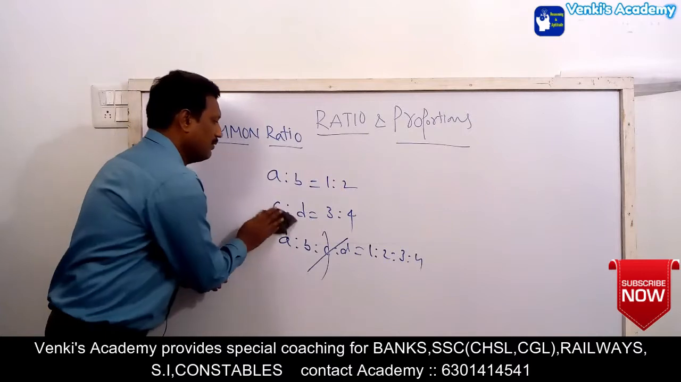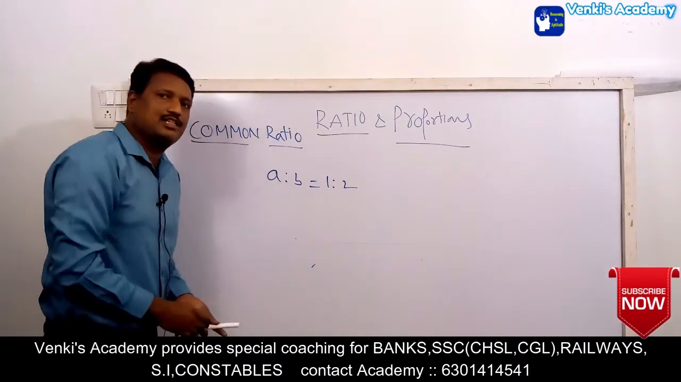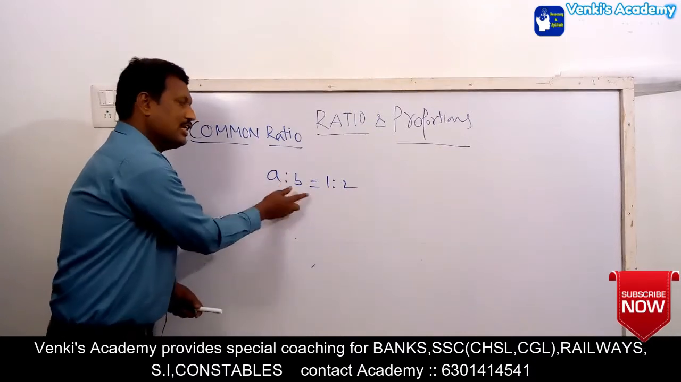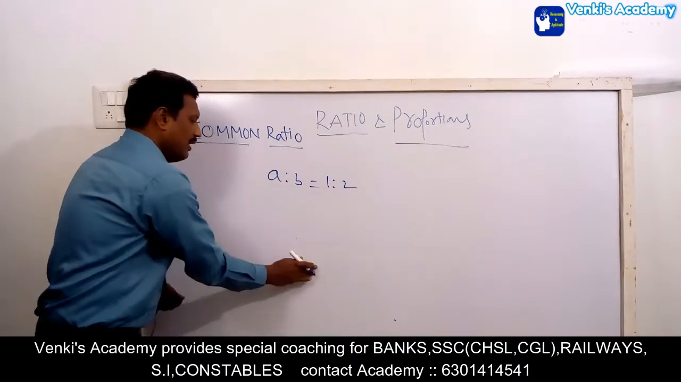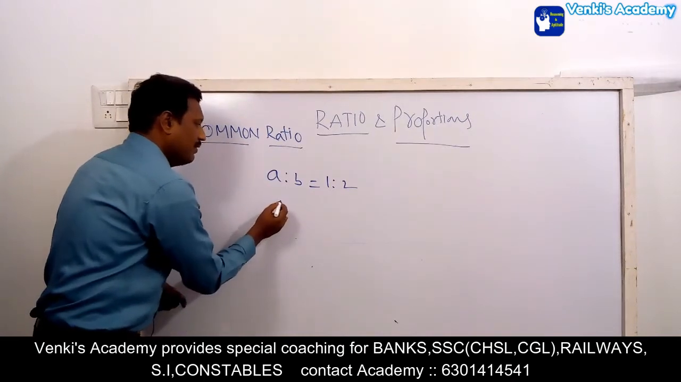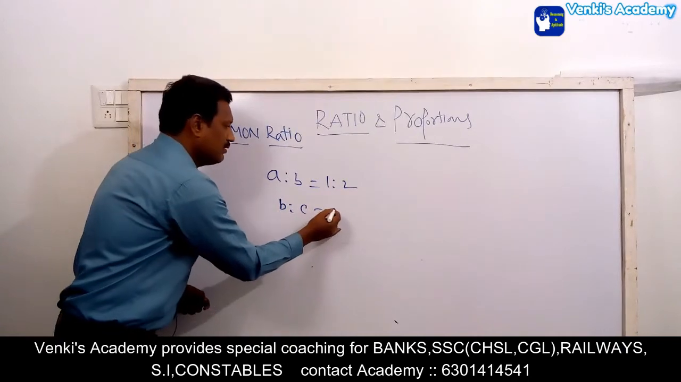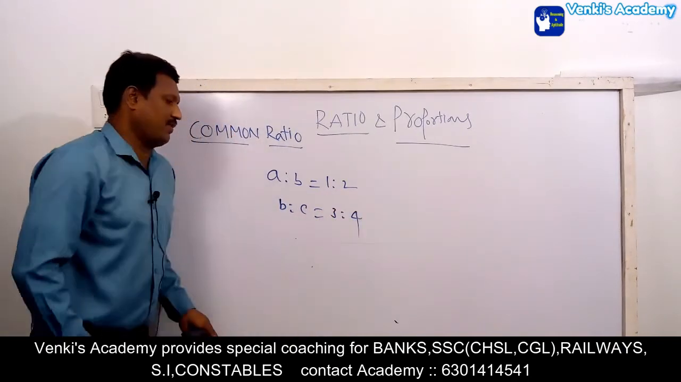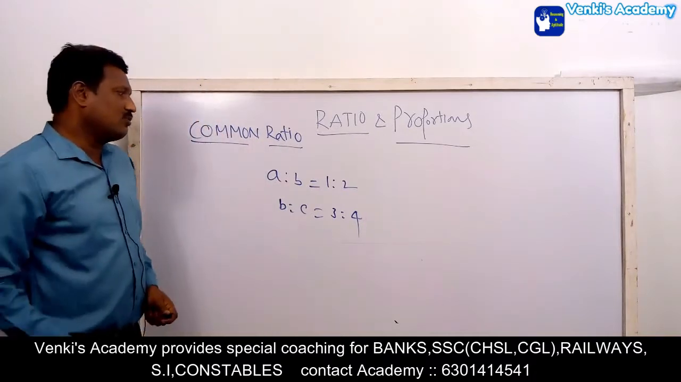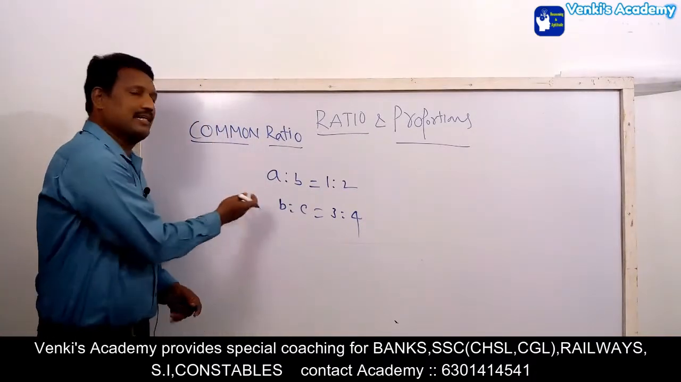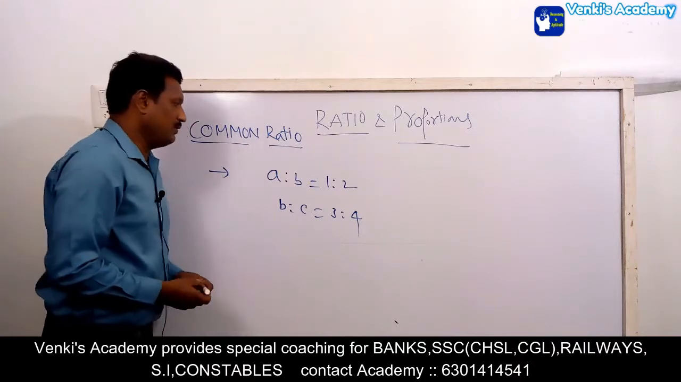See for example, suppose you need the common ratio. I had given A is to B equal to 1:2. In this ratio, A value is one part, B value is two parts. Similarly, suppose I give C is to D, that is nothing but 3:4. Now, by using these two ratios, find the common ratio. Now it is asking you.